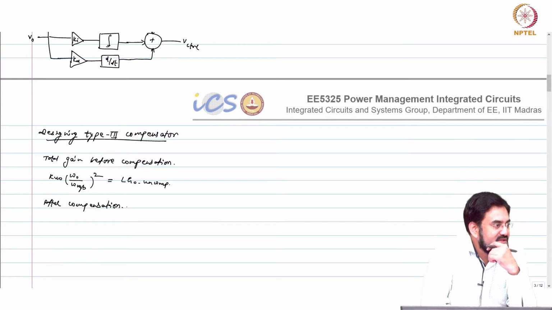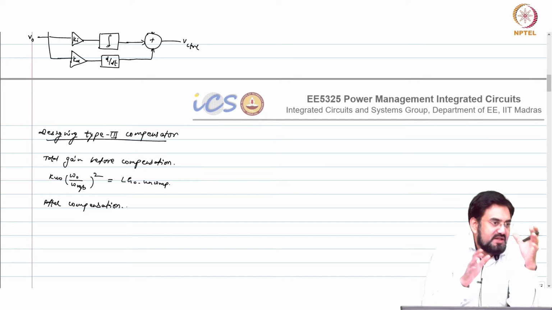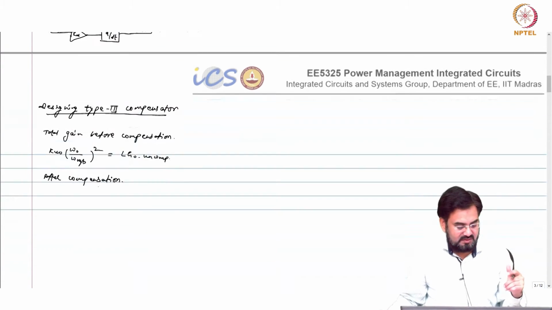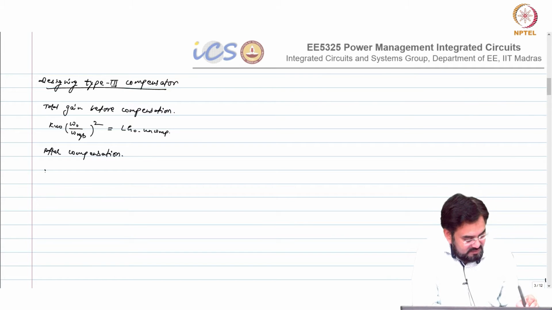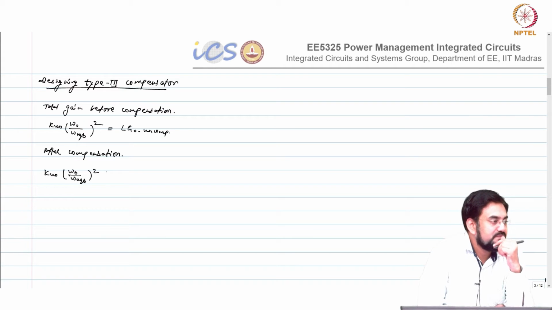So after compensation, what do we want? We want the total gain to be 1. So KU0, what extra component will you have? Ki by S. Why Ki?